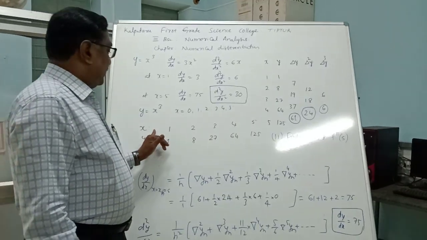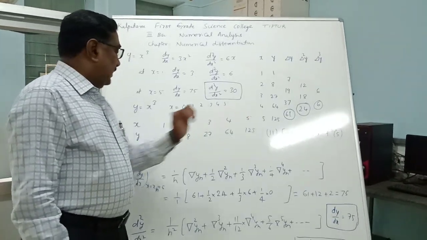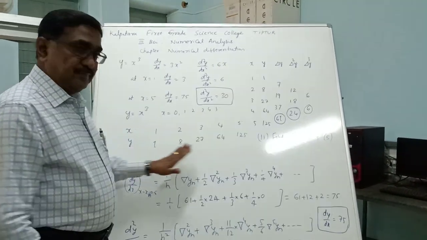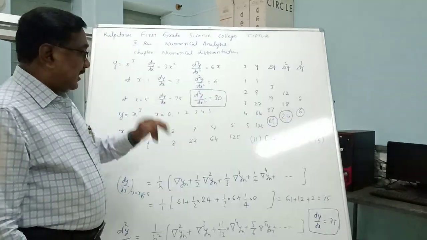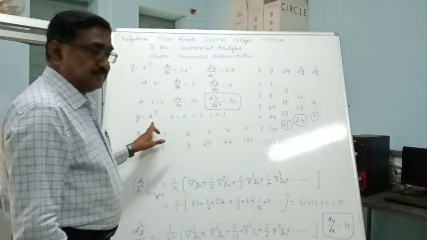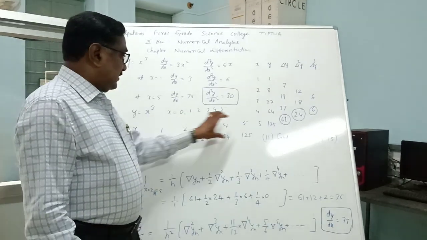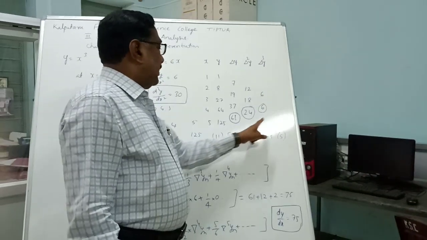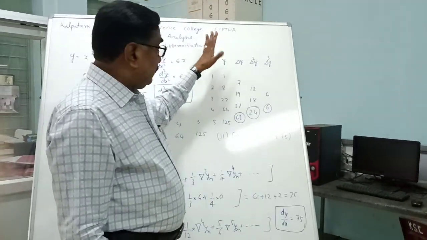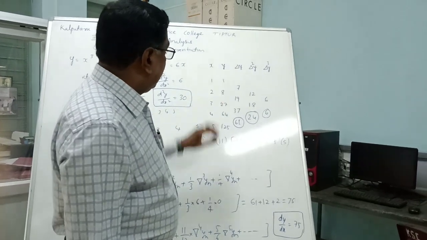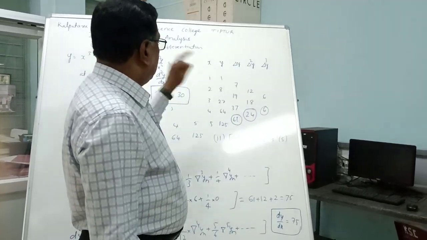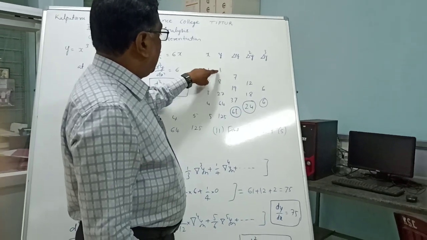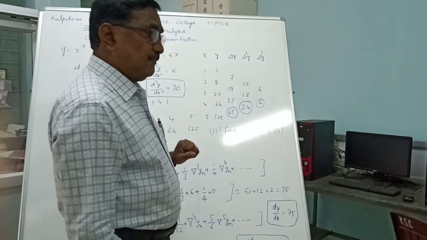First, the values of x, 1, 2, 3, 4, 5, and the values of y, 1, 8, 27, 64, 125 are given. These are the given set of values. If they are not given, we can obtain these values from the given function. Second, for the given set of values, frame the forward difference table this way. Formation of the forward difference table: x values are 1, 2, 3, 4, 5, and y values are 1, 8, 27, 64 and 125.